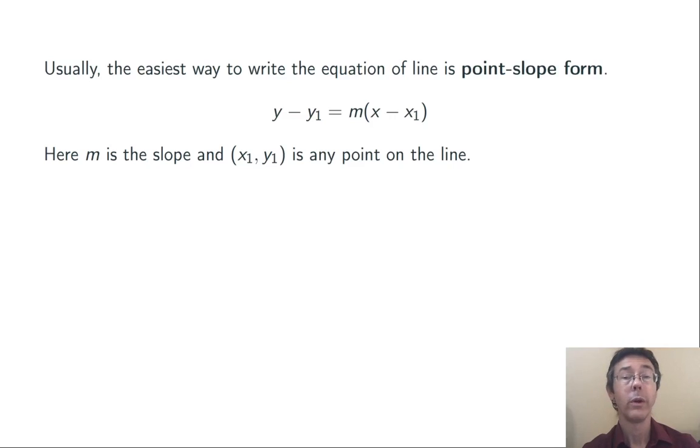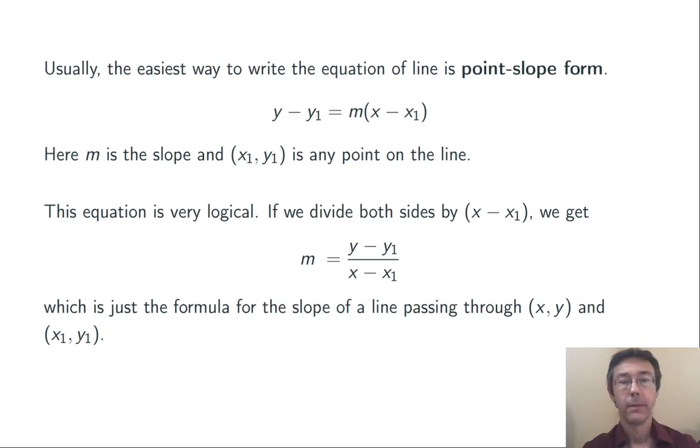This leads us to the point slope form for the equation of a straight line. y minus y1 equals m times x minus x1. Here m is the slope, and (x1, y1) is any point that lies on the line. This is a very important formula. It's also, fortunately, one that's fairly easy to remember, because if we divide both sides by x minus x1, we just get the formula for the slope of a line in a certain form. m equals y minus y1 over x minus x1.